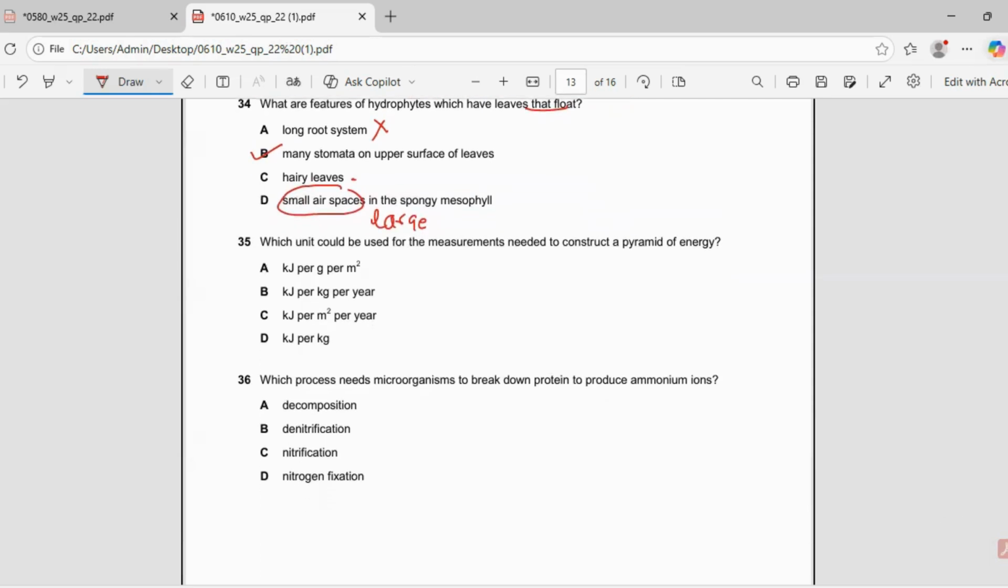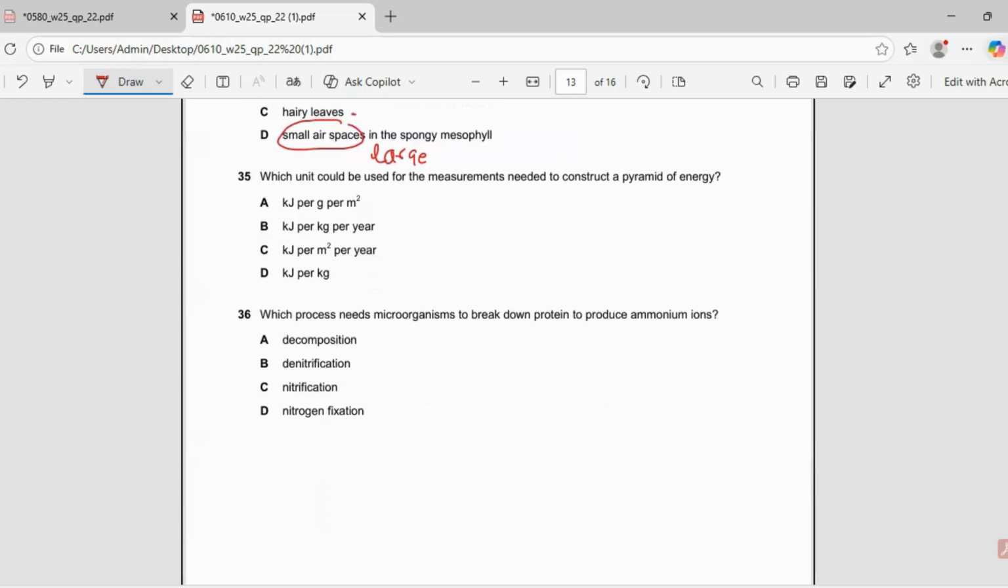35th. Which unit could be used for the measurement needed to construct the pyramid of energy? In the pyramid of energy, there will always be energy per area and per unit time. So the answer will be kg per meter square per year.